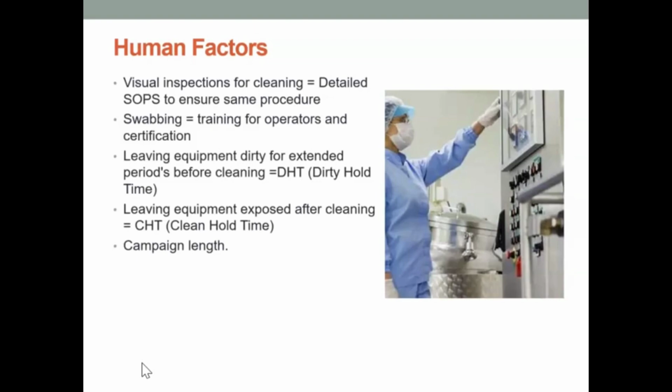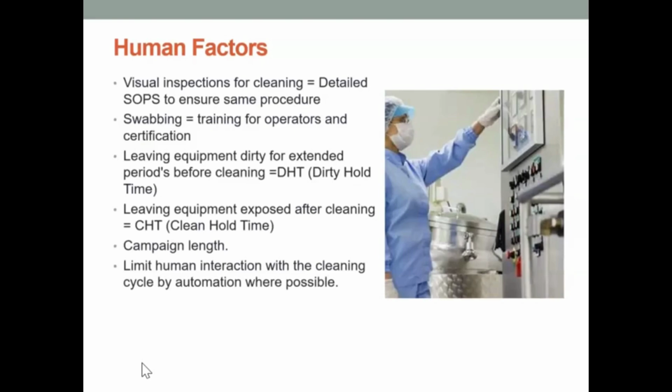We need to have specified our hold times. So we would have dirty hold times, how long you can leave a piece of equipment dirty before it's cleaned. Obviously, the longer that it's left, the harder it is to clean. We would also specify what is our clean hold time, how long you can leave equipment exposed after it's cleaned, before it's used or before we would need to re-clean it. And our campaign length. Obviously, if you have a campaign length that is 30 batches, your residues are more ingrained in it than a campaign length that might be 2 batches long, depending on the time. So it would be more difficult to clean, and that would need to be considered.